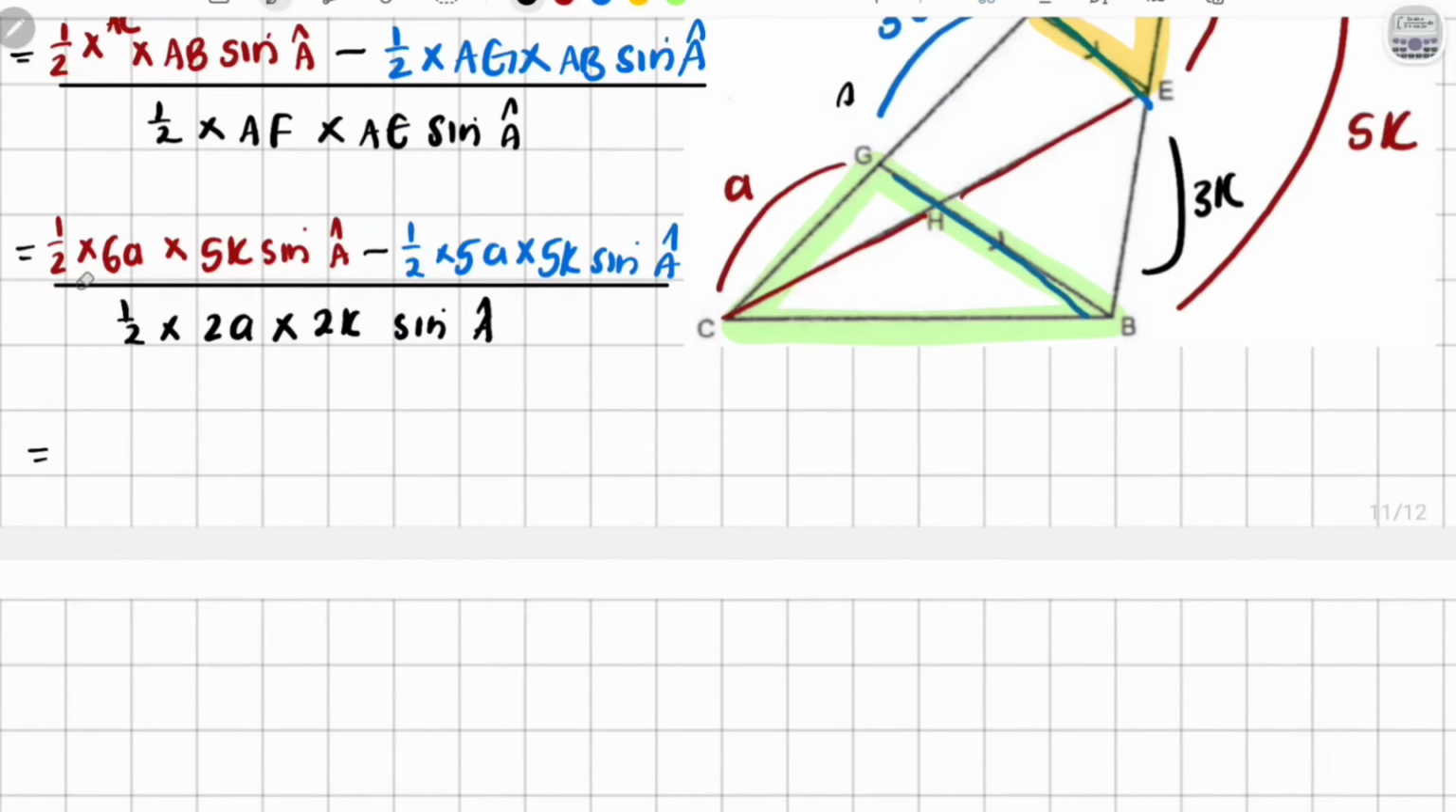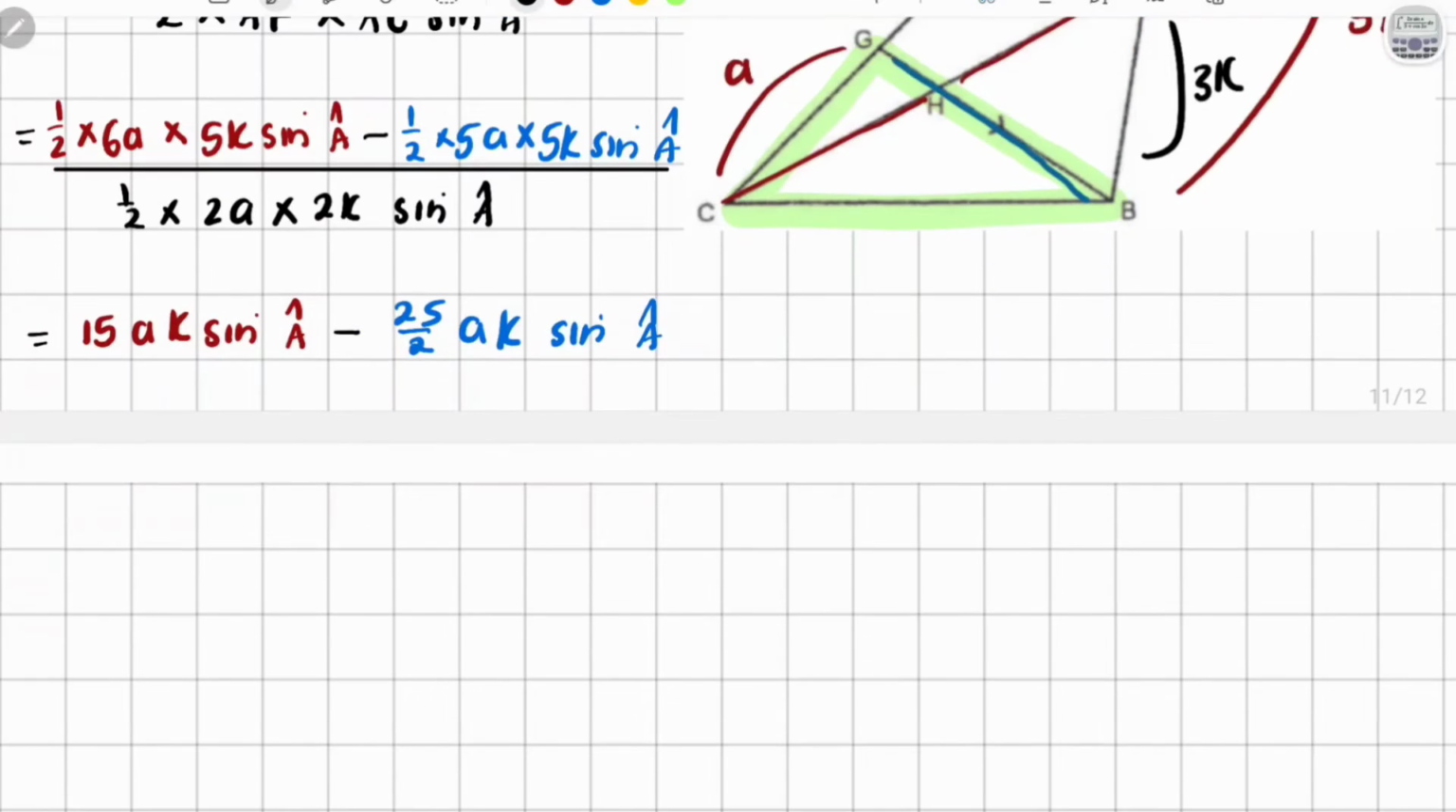Okay, so if you simplify that top, a half times 6a is 3a, times 5, 3 times 5 is 15. So what we will have there is 15ak sine of angle A. Then we have minus, and I'll just say 5 times 5 is 25, times a half is 25 over 2. Then I also have AK sine of angle A. You see they're in terms of the same thing. That's what we're trying to make.